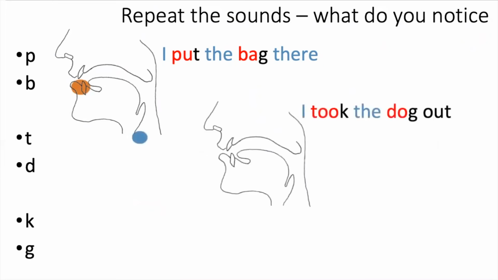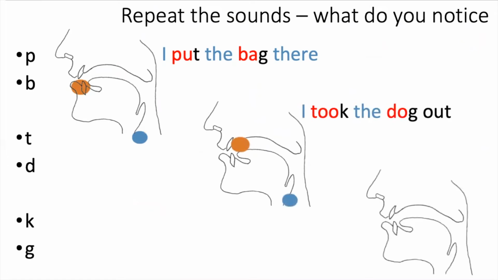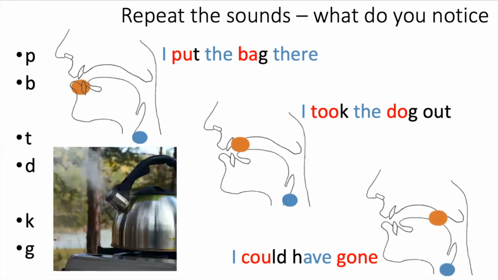Next one, I took the dog out. So again, you're seeing I took the dog out. So you can see that there's a build-up in pressure. And then the final one, I could have gone. Again, could have gone. So we're working on building up pressure.